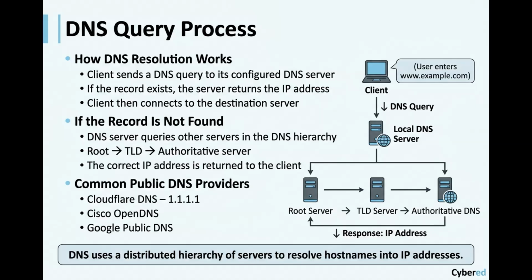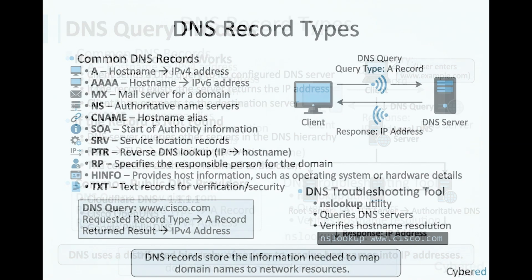Many organizations and users rely on public DNS services that provide fast and reliable name resolution. Some popular public DNS providers include Cloudflare DNS, Cisco OpenDNS, and Google Public DNS. Through this hierarchical system and cooperation between DNS servers, DNS ensures that host names can always be resolved to the correct IP addresses across the internet.